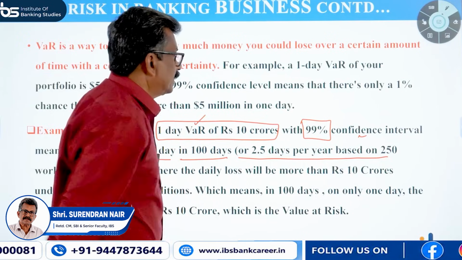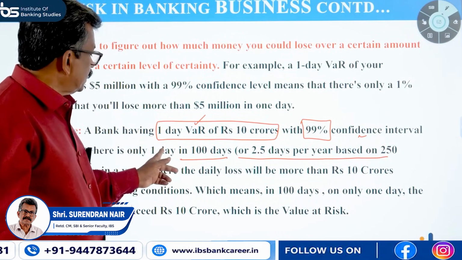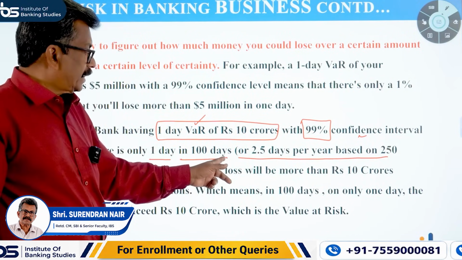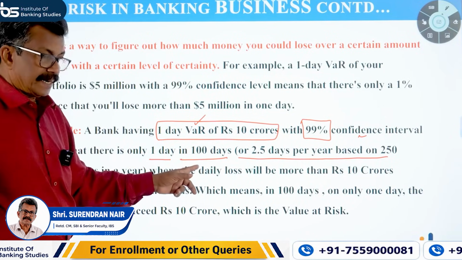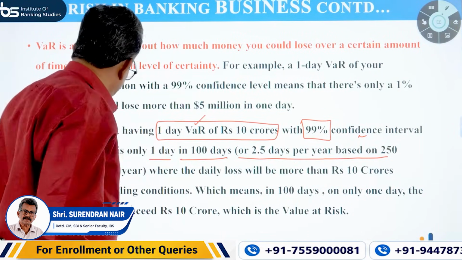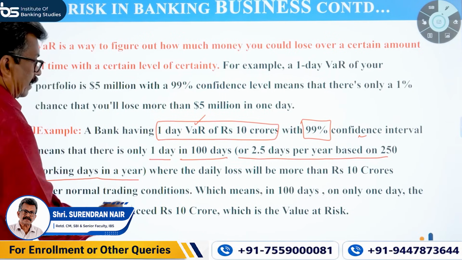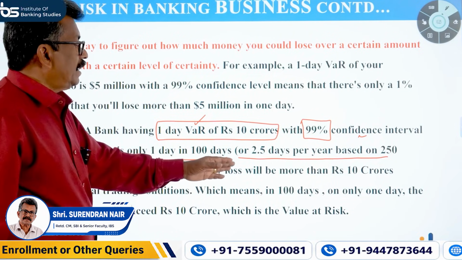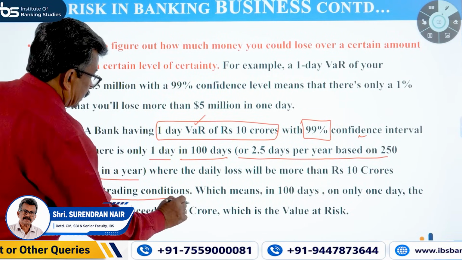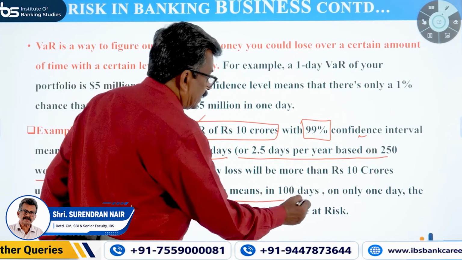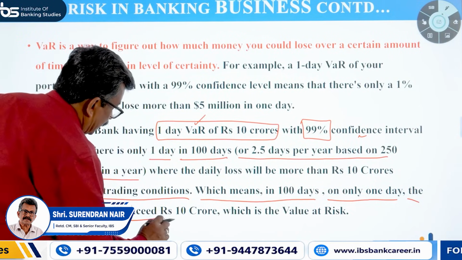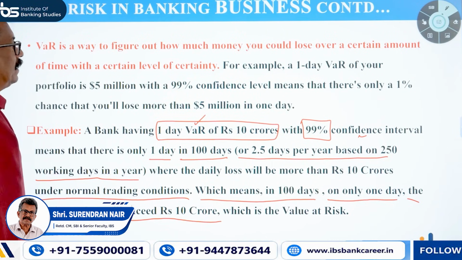based on 250 days. 1 day in 100 days, 2 days in 200 days, 2.5 days in 250 days. That is what the calculation says. 1 day in 100 days or 2.5 days per year, if the year has 250 working days, where the daily loss will be more than 10 crore under normal trading conditions, which means in 100 days, on only one day, the maximum loss will exceed rupees 10 crore. That is what this example shows.